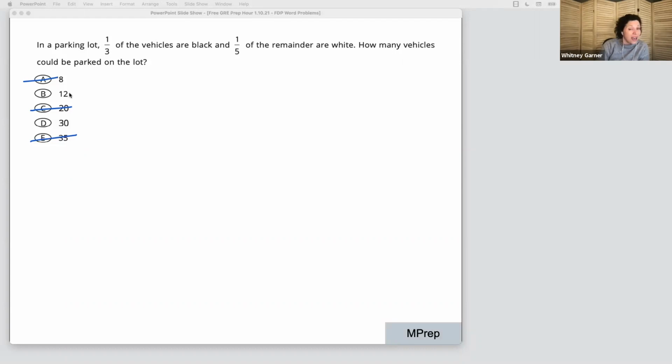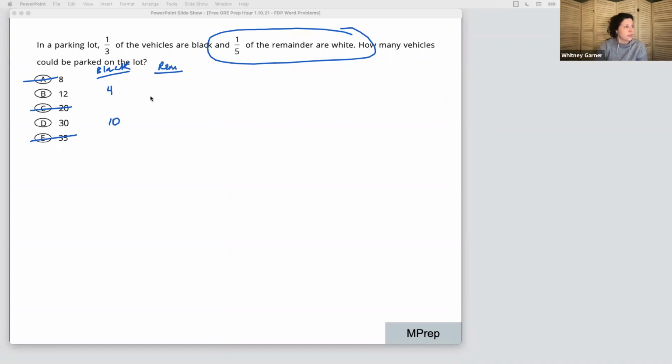Well, then don't forget though that this is a fifth of the remainder. So I'm not checking my answer choices for divisibility by 5. I'm checking to see if the remainder is divisible by 5. So if a third are black, then that means 4. Or in this case, it'd be 10, which then the remainder would be 8. The remainder here would be 20. Well, of these two, I can only take a fifth of this one. So it's not that 30 is divisible by 5 necessarily. It's that the remainder is divisible by 5.